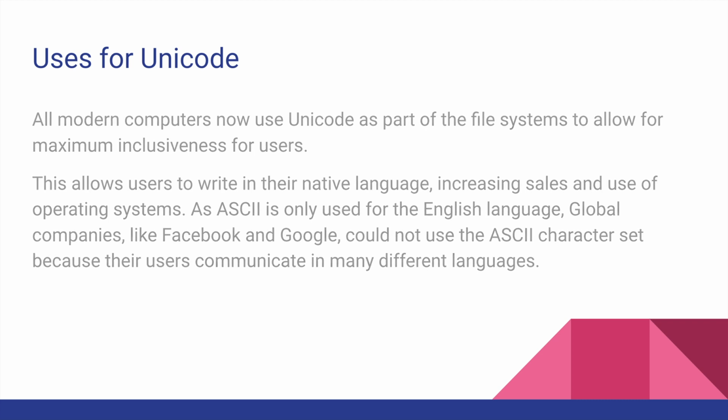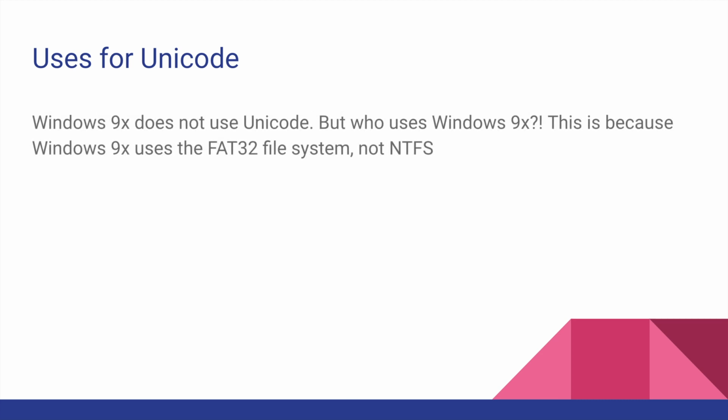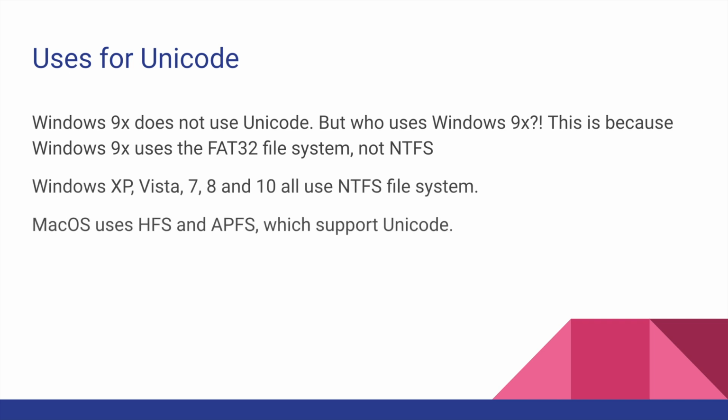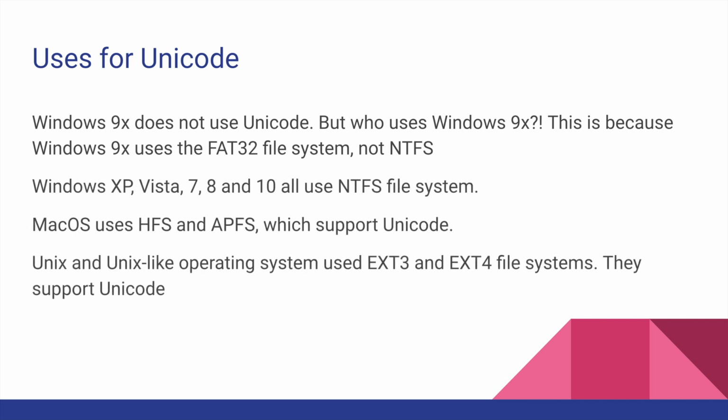Equally, what's going on here? Windows now uses Unicode. Windows 9X, which is Windows 95, Windows 98, Windows Millennium, did not actually use Unicode. They were based on the FAT32 file system, which didn't use Unicode. It couldn't use Unicode. Whereas now, Windows 2000, XP, Vista, 7, 8, 8.1, 10, all use the NTFS file system, which is Unicode.